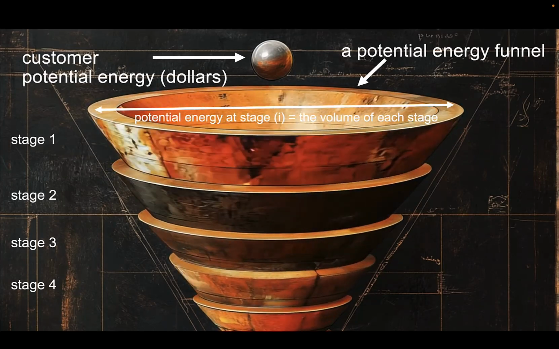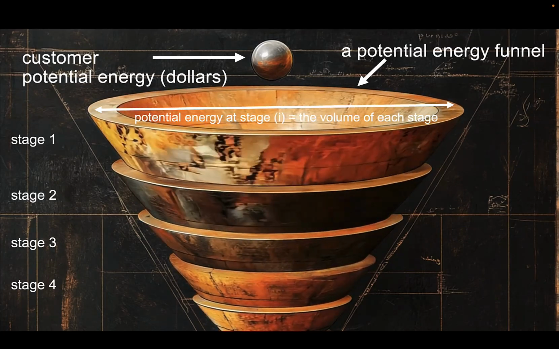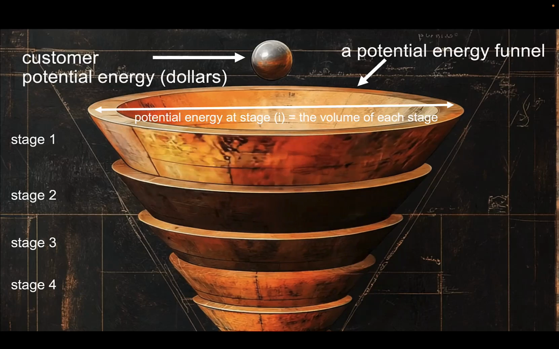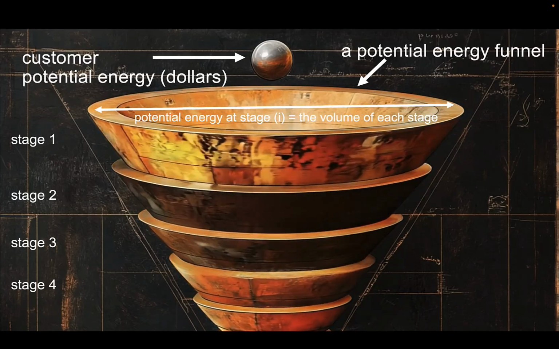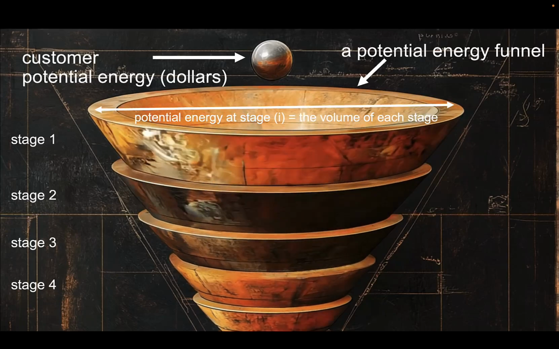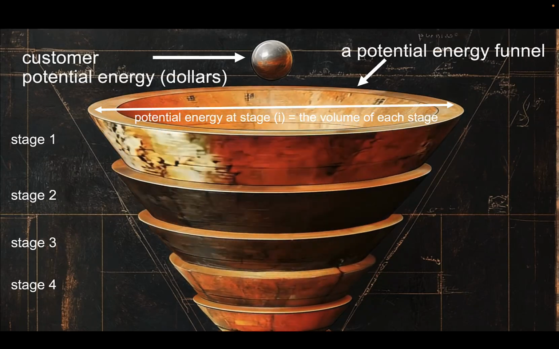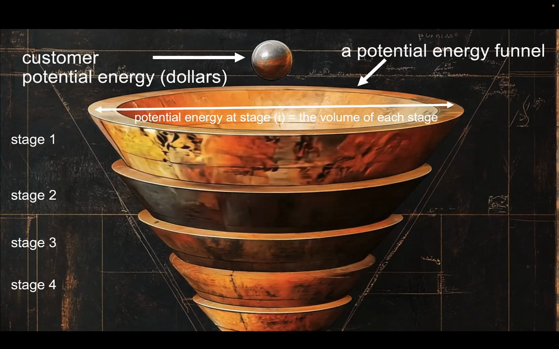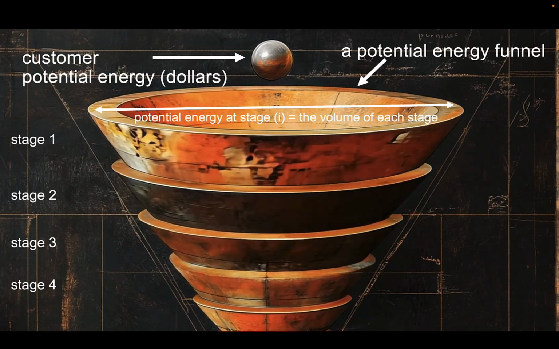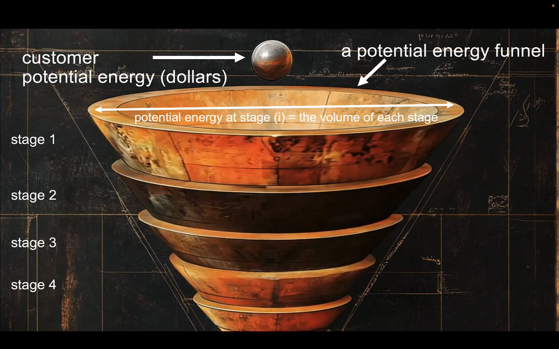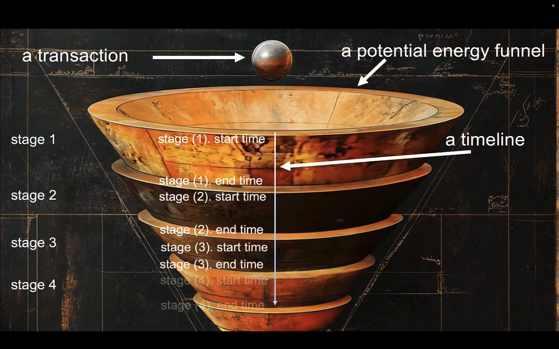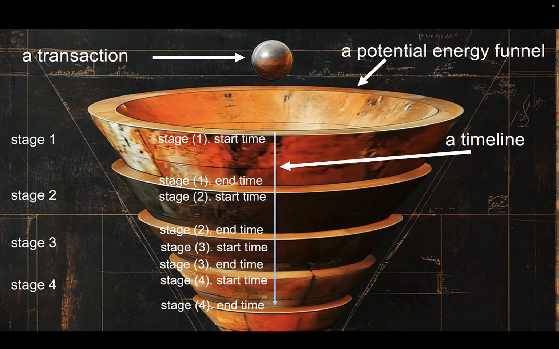The value of the potential money at each stage can be represented by the volume of the cross-section of the funnel at that stage. And the idea is that if you have one stage where you know the value and you set that value to be 100% of an index value, then every downstream stage is just a percent of that 100%. The next step is to add a timeline to the model.